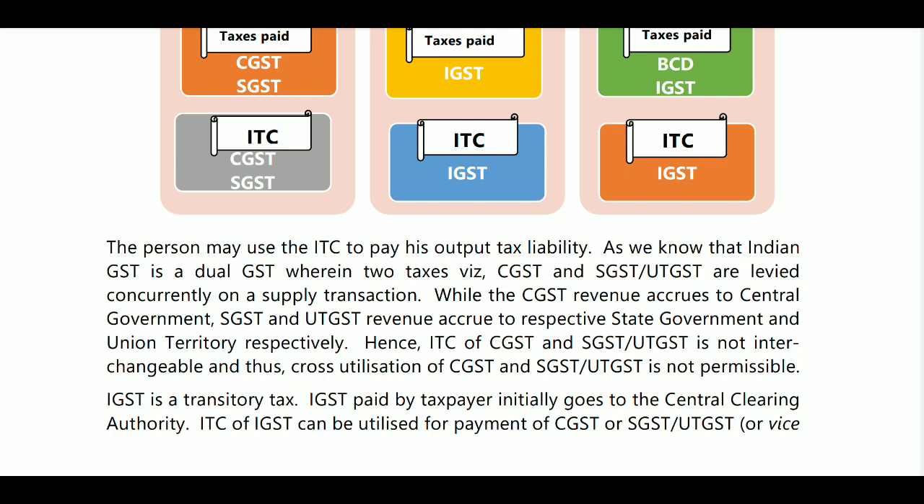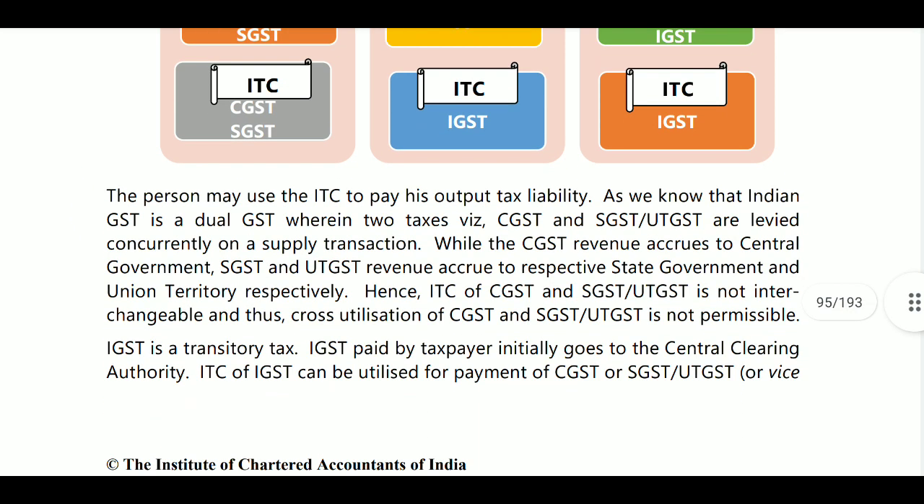As we know, Indian GST is a dual GST, wherein two taxes, that is CGST, SGST and UTGST, are levied currently on supply transactions, while the CGST revenue accrues to the central government. The SGST and UTGST revenue accrues to the state government. The CGST will go to the central government, SGST and UTGST go to states or union territories. Hence, ITC of CGST and SGST/UTGST are not interchangeable, and thus cross utilization of CGST and SGST/UTGST is not possible. Only CGST and SGST/UTGST cross utilization is not allowable, but IGST cross utilization is allowable.